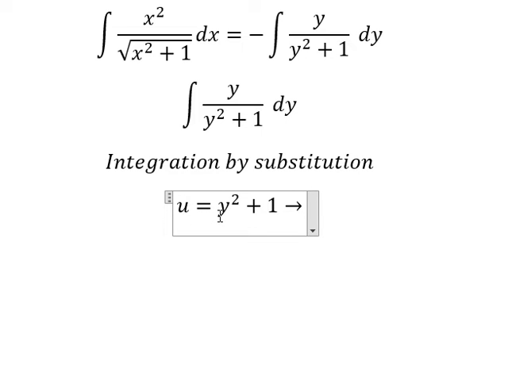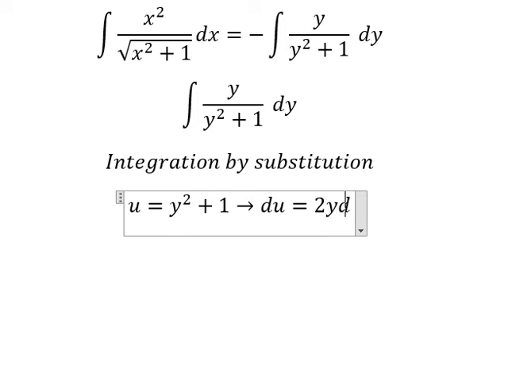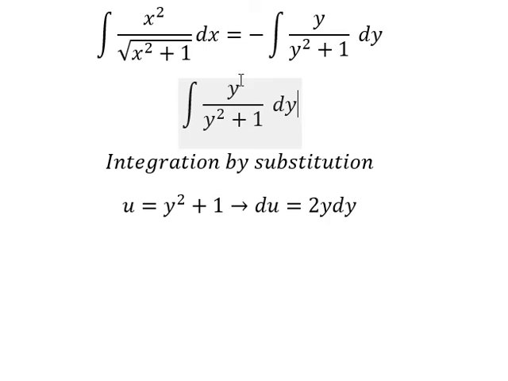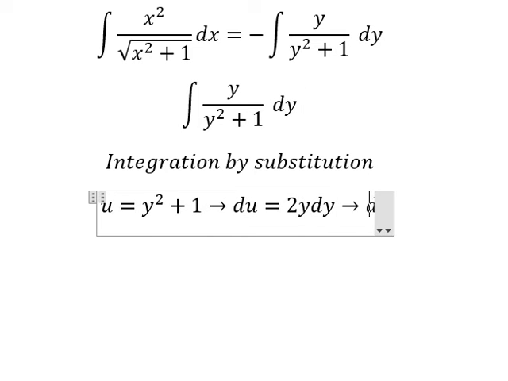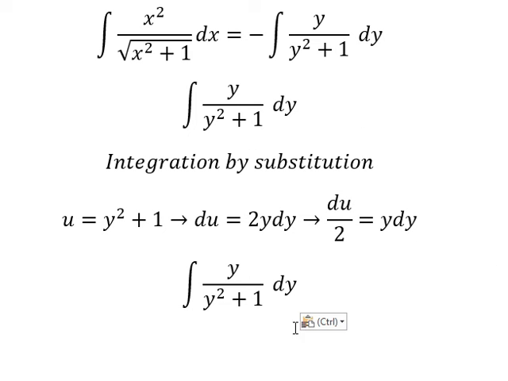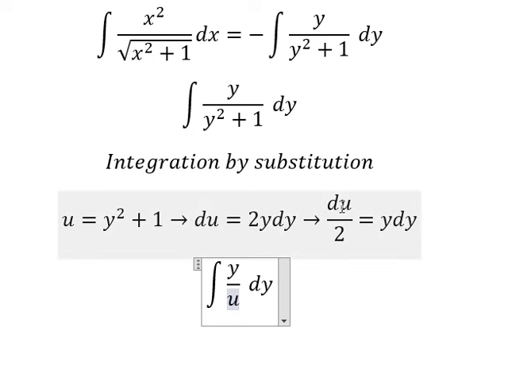Later that we do first the derivative for the both sides. And we have 2y dy. This is about the constant, so you got about 0. First derivative of y squared, we have 2y. Because we don't have number 2, so we divide both sides by number 2. This one we change by u. Y dy we change by du over number 2.